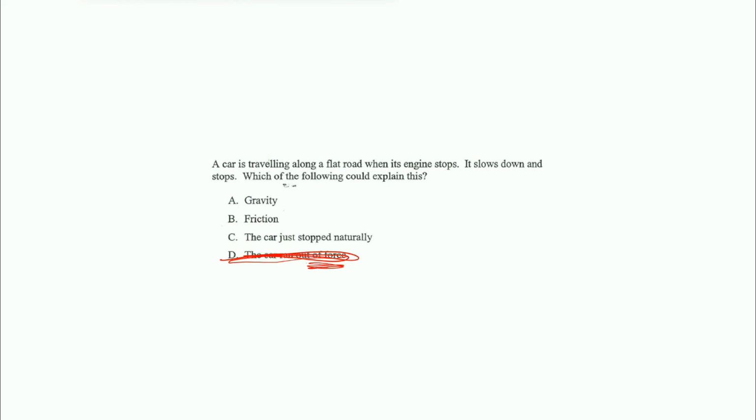The car just stopped naturally, but it can't be that one, because according to Newton's first law, things don't just stop naturally. Things in motion stay in the same motion. Gravity is holding the car down on the road, so it can't be that one, and I guess that leaves us with friction, which is of course the answer. According to Newton's first law, that car is an object in motion and will stay an object in motion, unless acted on by a different resultant force, right? And that resultant force is friction.